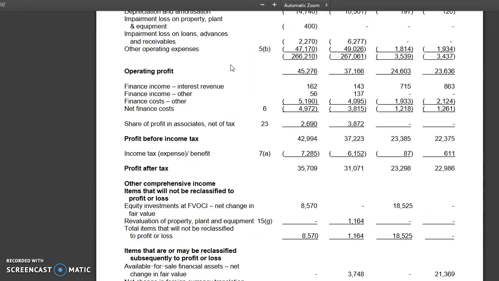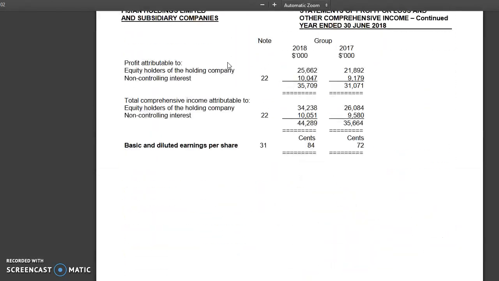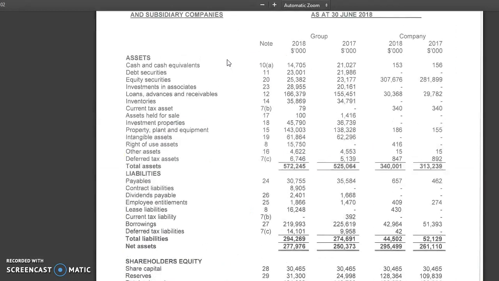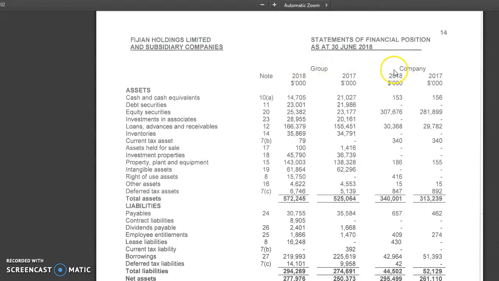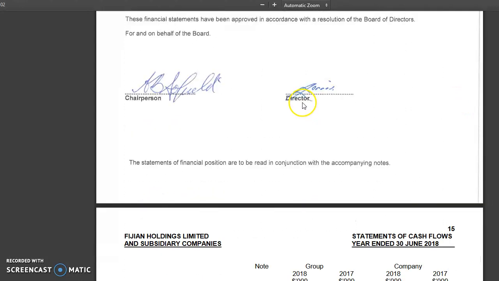So like we said, the first thing we have to analyze is our cash. So we'll look at the balance sheet that is provided, your statement of financial position. If we look at the company, we're analyzing the figures for the company. We're looking at the asset cash. You see your cash and cash equivalents has decreased from 156 million to 153 million. For the group, it has decreased from 21 million to 14 million. To get more information on that, you can go to note 10A, which would be towards the bottom of this document, to get more information about these cash and cash equivalents.